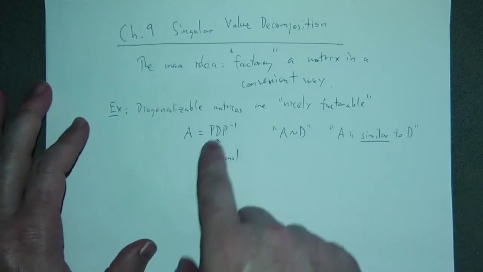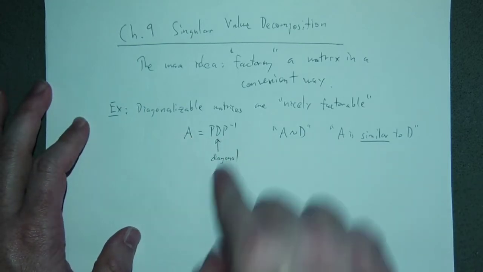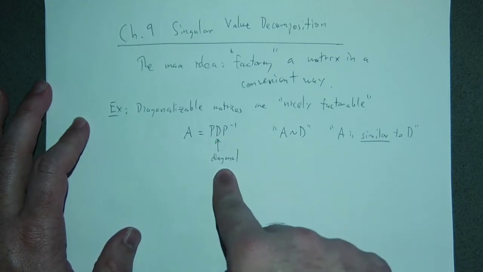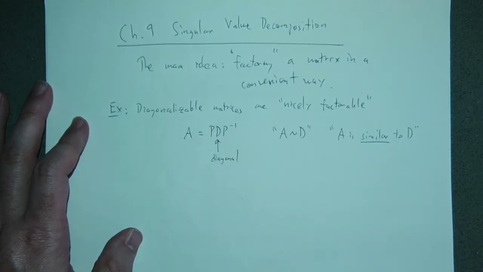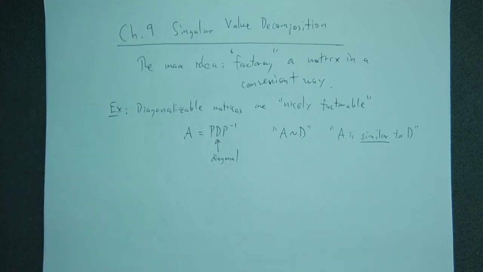Now, you already know where this comes from. If you have a diagonalizable matrix, what's D? D is a diagonal matrix that has the eigenvalues of A on its diagonal, repeated depending on their multiplicity. And what is P? P are the associated eigenvectors, in the order that you have dictated in your diagonal matrix D. All right, so you're no stranger to matrices being factorable in a nice way.